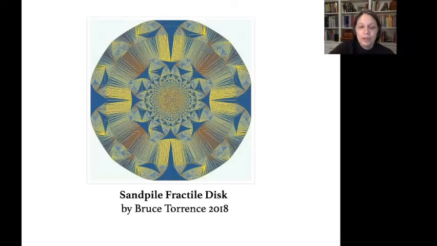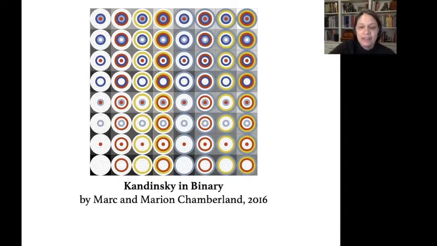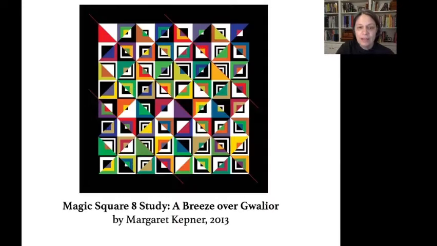This work by Eve Torrence shows the complex patterns formed when a pile of sand spreads as grains are added and toppled according to simple rules. And this very effective yet simple composition by Mark and Marion Chamberlain portrays the numbers 0 through 63 in binary using color and shape. This quilt-like print by Margaret Kepner is based on the magic square. The numbers are depicted visually using 2 number systems, one in color and the other in black and white.